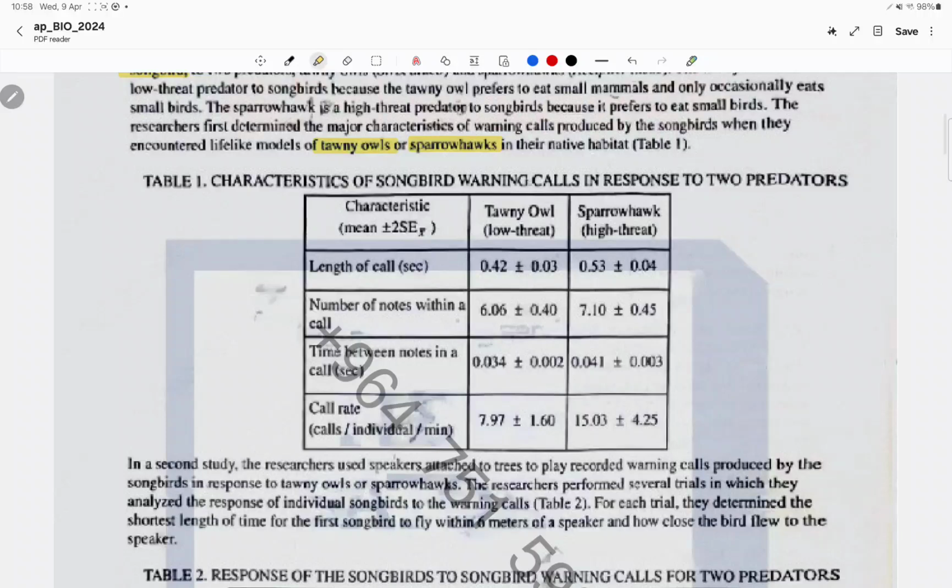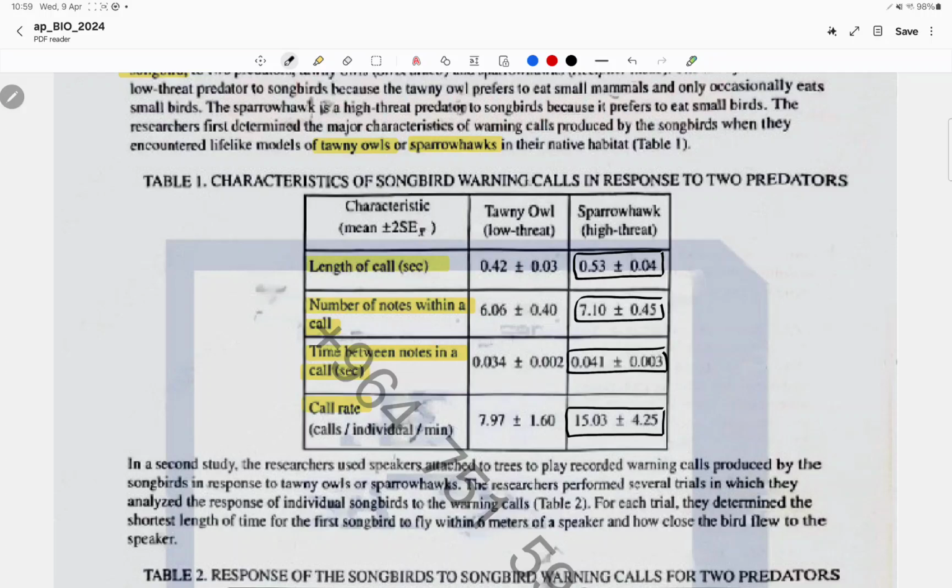Let's analyze the table. It seems that the length of the call, let's say the freak call, right, because they're freaked out, is higher for the sparrowhawk, and there is no overlap. The number of notes within a call is going to be higher for the sparrowhawk. The time between the notes in a call is, again, higher in sparrowhawk. And the call rate is also higher in sparrowhawk.